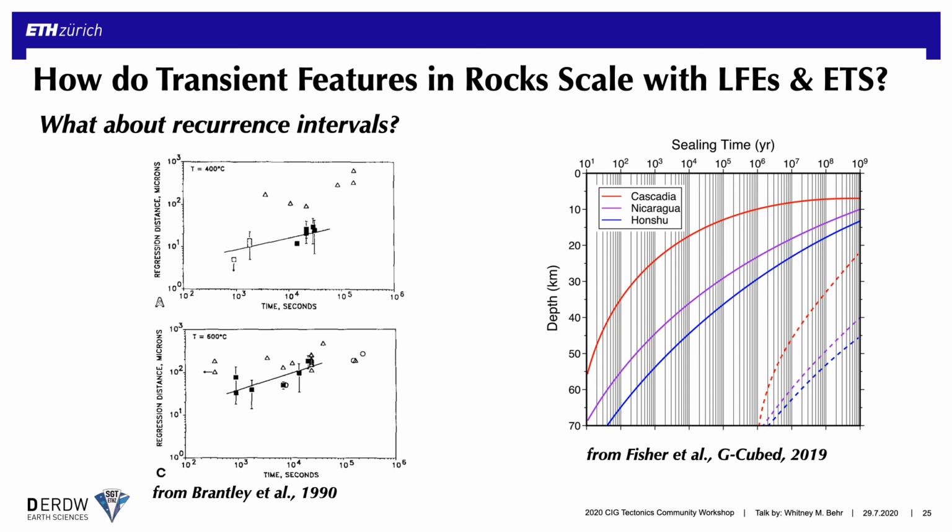Another question we can raise is how these features should scale to LFEs or ETS events in time. Although we can't really assess the slip rate on individual structures, besides to say that they're faster than steady state creep, we can at least consider that one of the primary rate limiting components in these frictional viscous systems should be vein precipitation or vein healing and sealing.